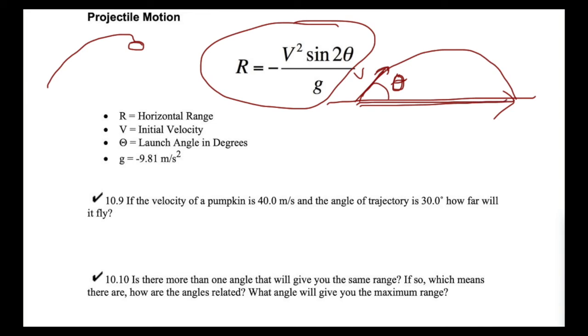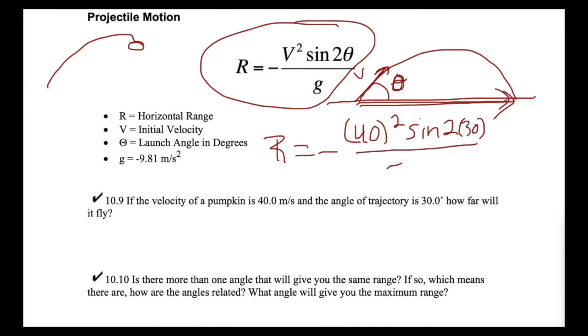How far will the range be? So the range is going to equal the negative v squared, 40 squared, times the sine of 2 times the angle, which was 30 degrees, all over gravity, which is negative 9.81. That's why there's a negative out front, by the way: we want those negatives to cancel out, so the negatives won't be there. You can ignore the negative sign right here if you just put in 9.81 for your gravity.